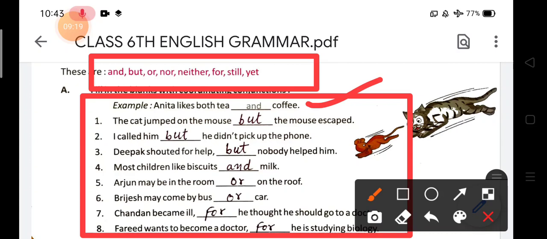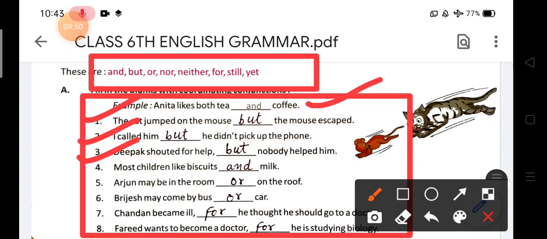Next, the cat jumped on the mouse, but the mouse escaped. Next, I called him, but he did not pick up the phone. मैंने उसे कई बार कॉल किया, लेकिन उसने फोन को पिक अप नहीं किया. So these are the examples. So this is the first, this is the second and third example.